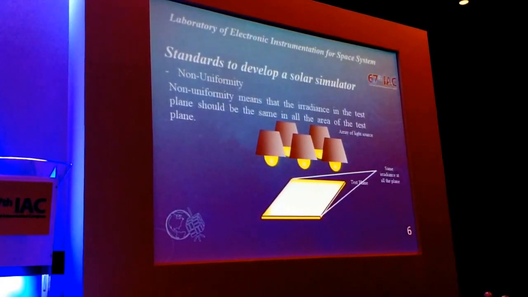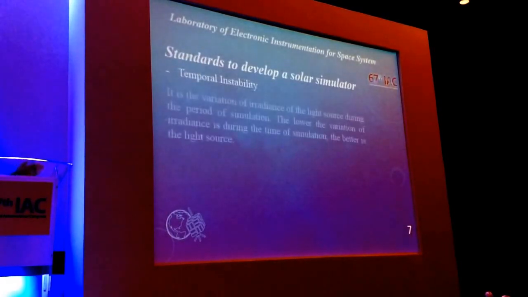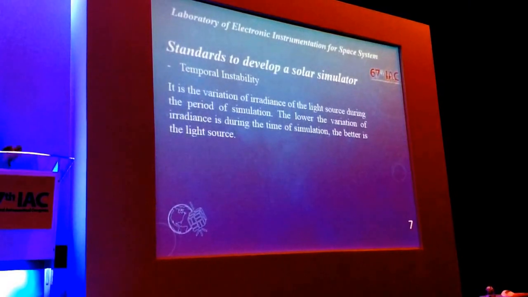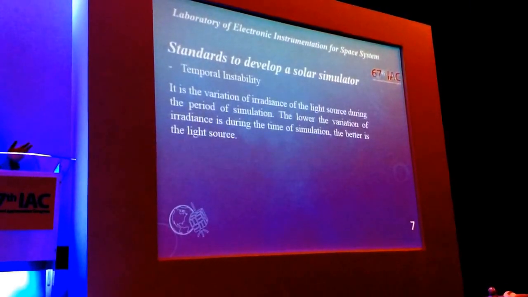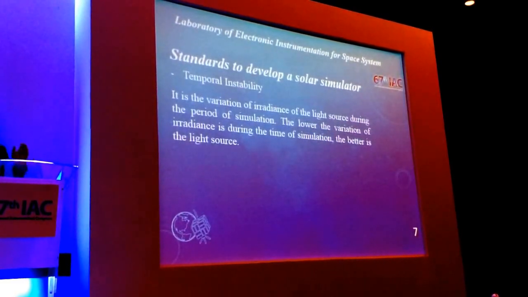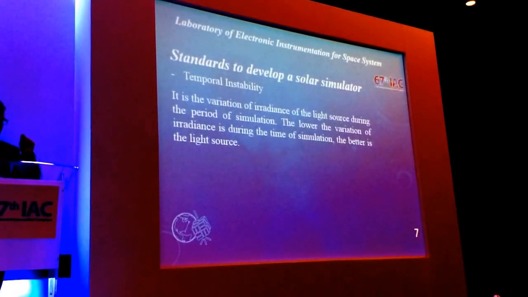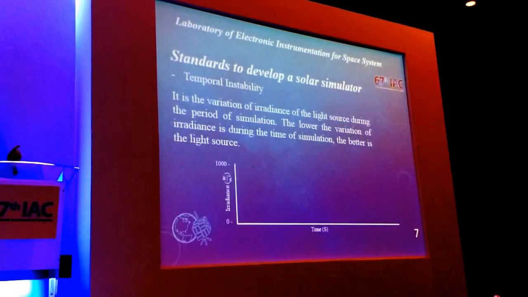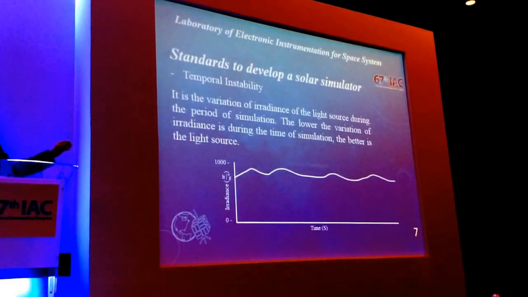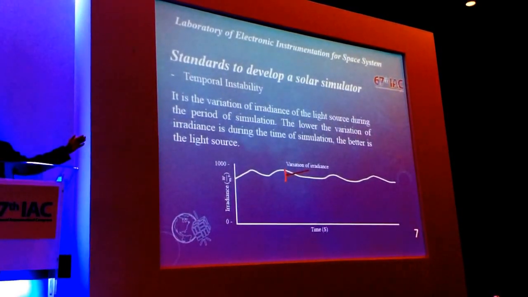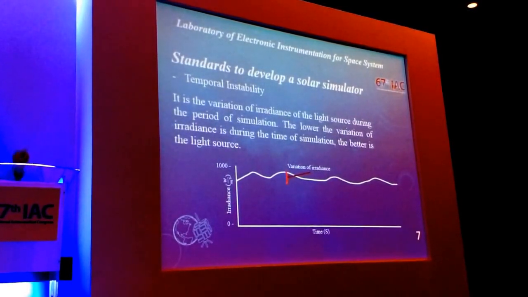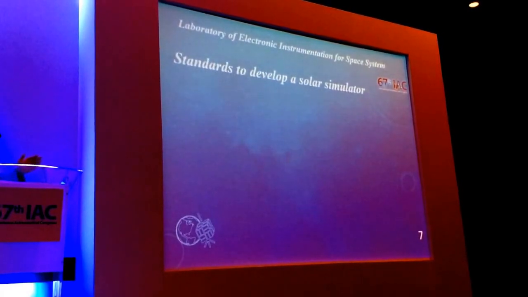And the last standard is temporal stability. Temporal stability means the variation of irradiance that we have during the period of simulation. When we fix or determine a certain level of irradiance, we must maintain this level over the whole period of simulation. As we can see, for example, in this graphic, we have a little variation during this time of simulation, and the lower this variation is, the better the light source is.